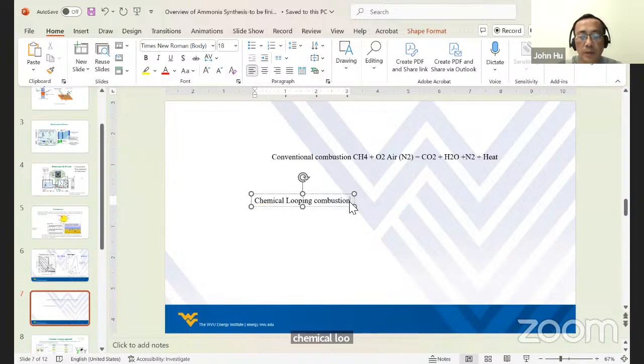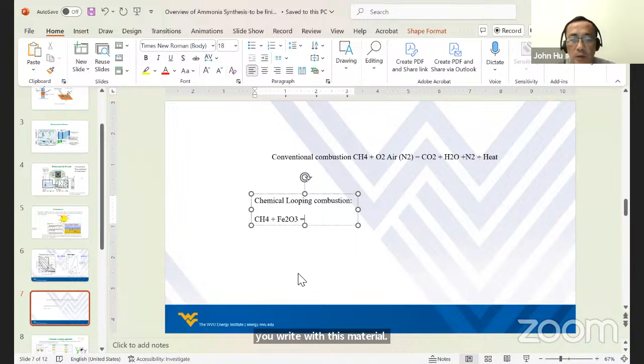Chemical looping combustion basically means you first find a material which is a solid oxidizer. You react with this material, and then this material is oxidized. Methane reacts with this oxidizer, and basically they form the carbon plus the iron. All right, make sense? So that's the chemical.